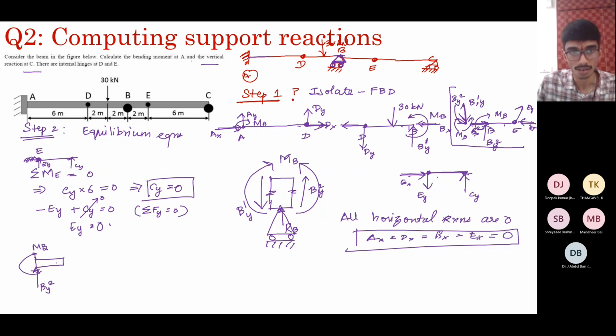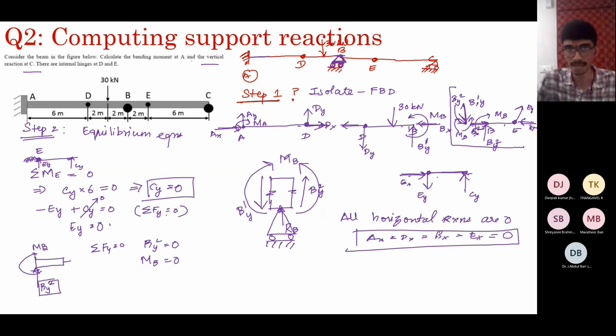So what do you get? If you again enforce sigma FY equal to 0, because EX is 0, EY is 0, and also it cannot transmit any moment, it's a hinge. It means if you enforce FY equal to 0, you get BY2 equal to 0. And of course, MB is also equal to 0.